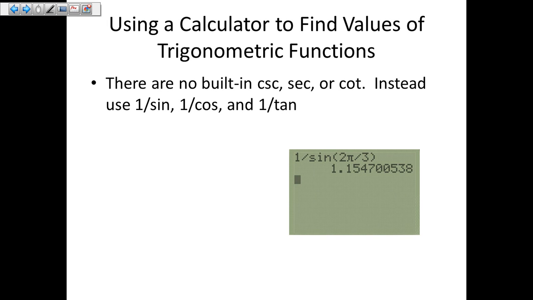The cosecant is 1 over the sine. So if I'm asked to find the cosecant of 2 pi over 3, that's not built into the calculator. I'm going to go 1 divided by the sine. Again, good habit to get into to close those parentheses and get our decimal approximation here.